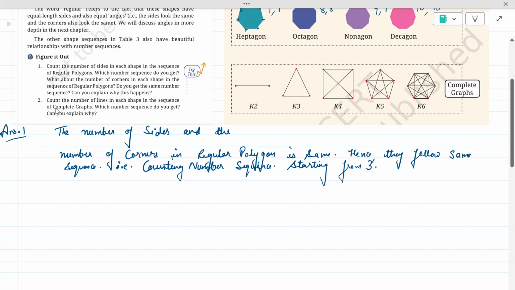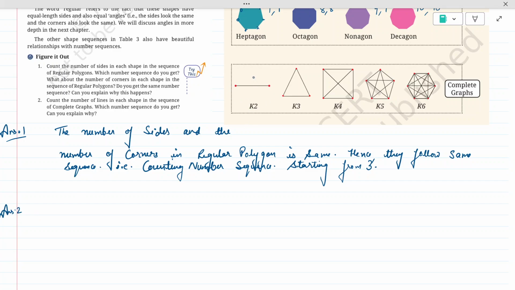Okay. Now, let us go to the second question. It is, count the number of lines in each shape in the sequence of complete graphs. Which number sequence do you get and can you explain why? So let us start this question.